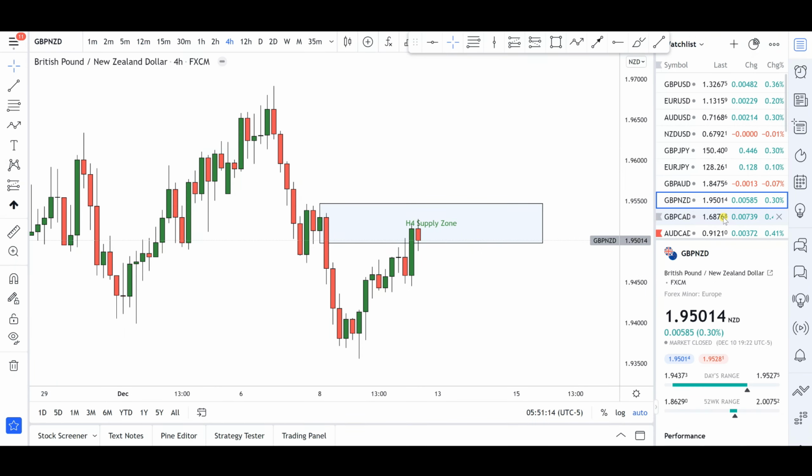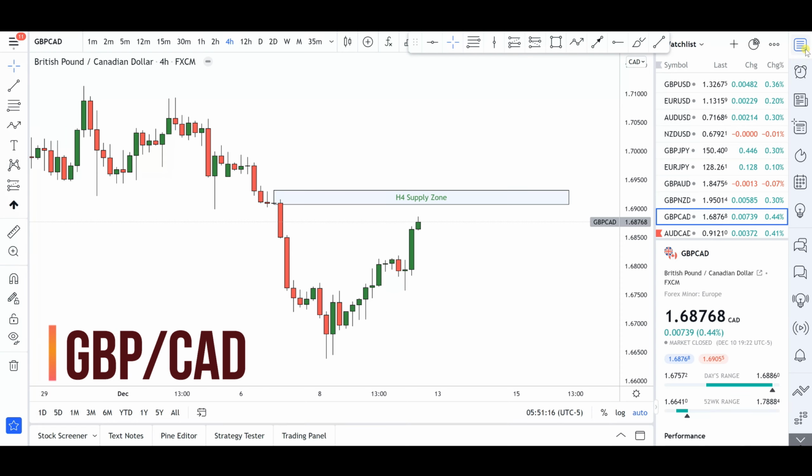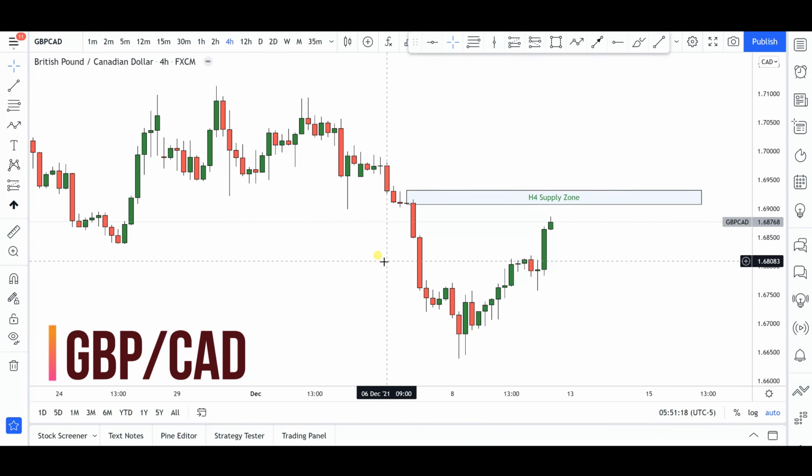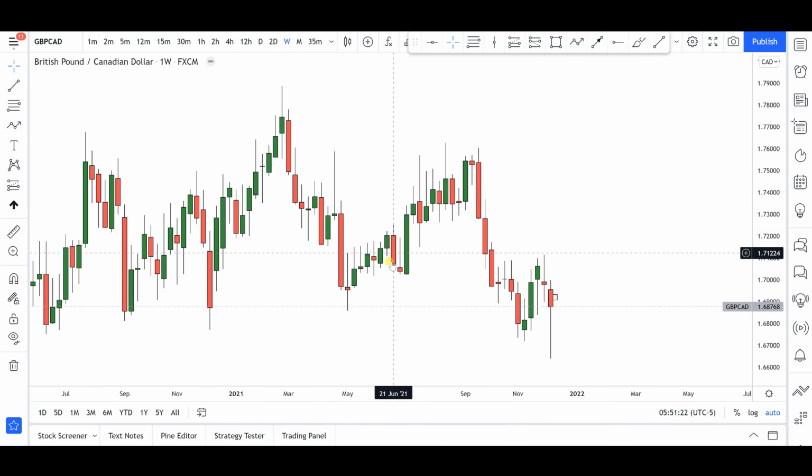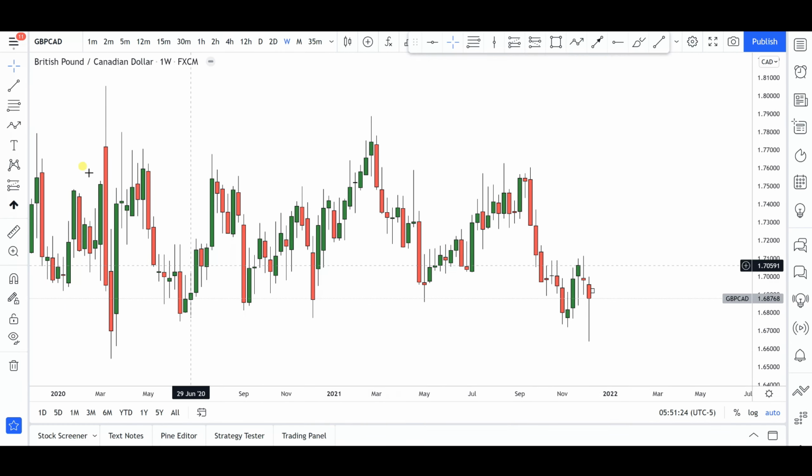Now, next up is going to be British pounds and Canadian dollar. Well, I like this particular pair going into next week. You can see that if we go into the weekly time frame, price is pretty much ranging in the weekly time frame here. However, this week gave us a nice push to the downside. It's like we're finding some rejections off of our 1.6650 institutional price level, right around these lows that we have here.